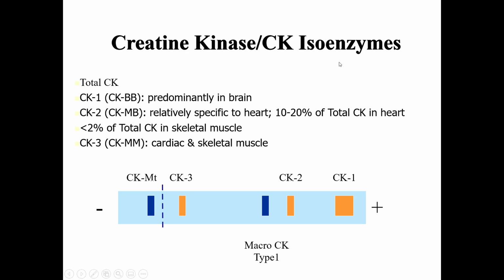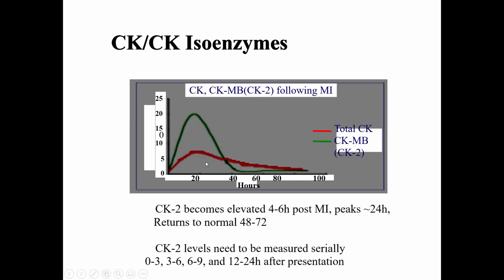Creatine kinase or CK isoenzymes. If you recall from previous lectures, CK1 or CKBB is predominantly in the brain. CK2 or CKMB is relatively specific to the heart. CK3, CKMM, is cardiac and skeletal muscle. If we look at total CK, you can see this here, and CKMB, they kind of peak here. It peaks at about 24 hours and returns to normal between 48 and 72 hours. CK2 levels need to be measured serially, so 0 to 3, 3 to 6, 6 to 9, and 12 to 24 hours after presentation.